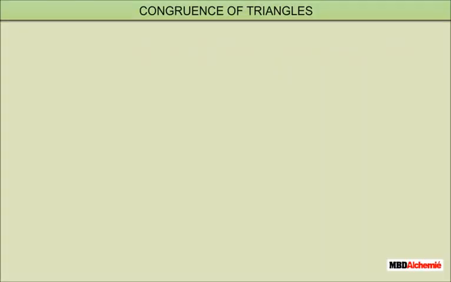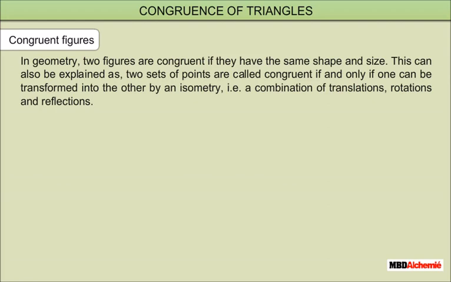Congruence of triangles. Congruent figures. In geometry, two figures are congruent if they have the same shape and size. This can also be explained as two sets of points are called congruent if and only if one can be transformed into the other by an isometry, that is, a combination of translations, rotations, and reflections.